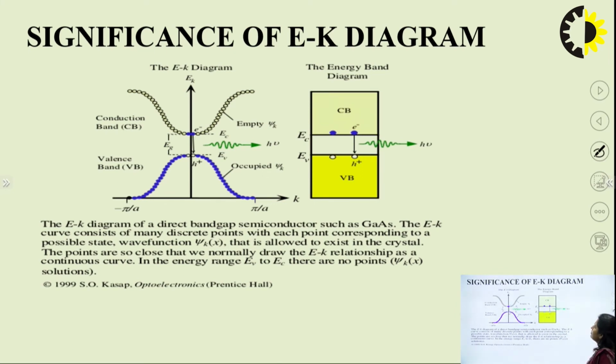So next we have the significance of the EK diagram. As we have discussed, there is a conduction band and a valence band, and the band gap is this one, this Eg is the band gap, and there will be some release of energy. So some electrons residing in the conduction band will move towards the valence band, and it will create some holes. The electron moves from the conduction band to the valence band as we excite some energy here, h nu.